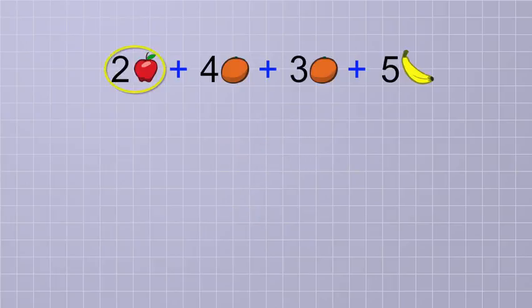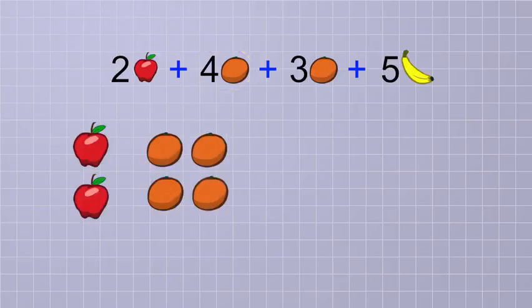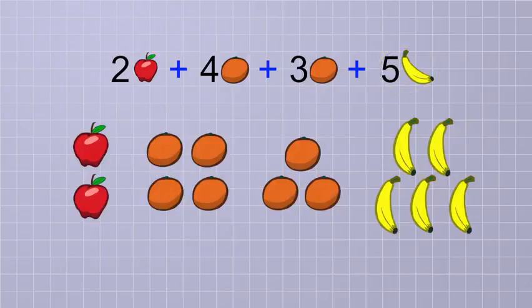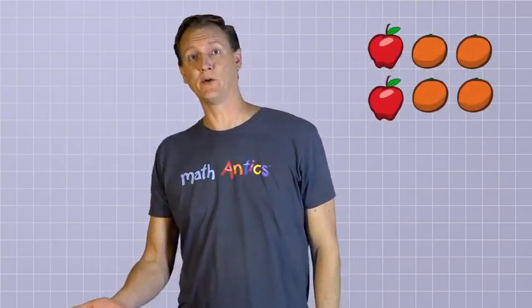Well, this first term represents 2 apples. The next term is 4 oranges. The next term is 3 oranges. And the last term is 5 bananas. And these are all being added together. So that raises the question, what do you get when you add 2 apples to 4 oranges? Well, you get 2 apples and 4 oranges. Since they're different fruit, you can't combine them. Well, unless you have a blender, that is.